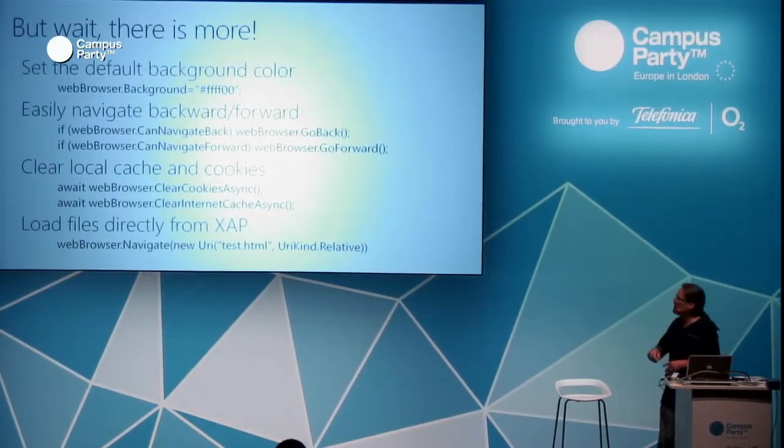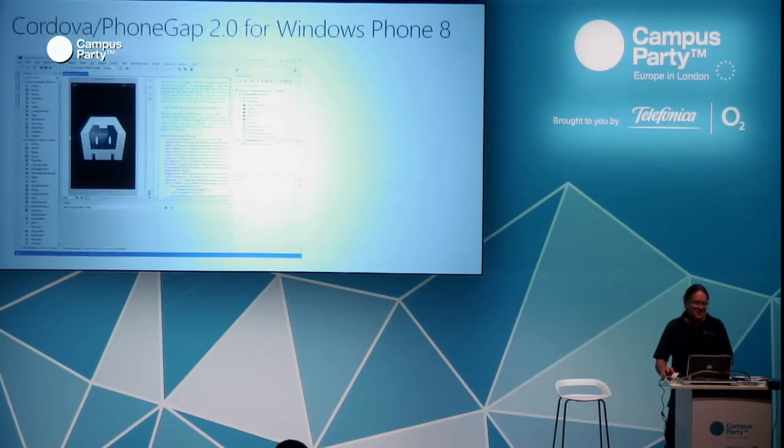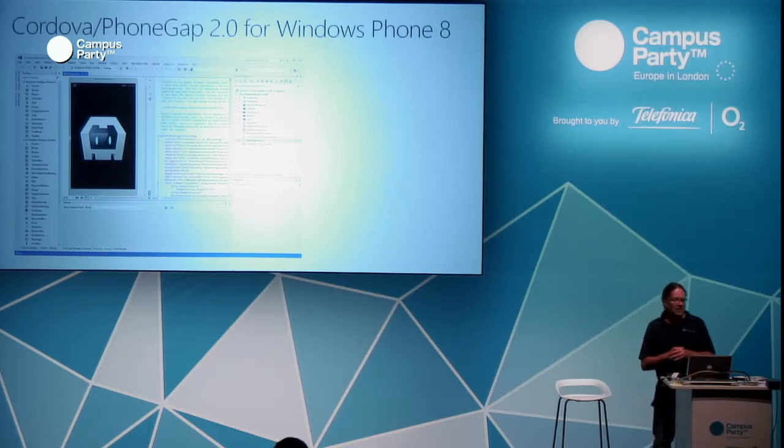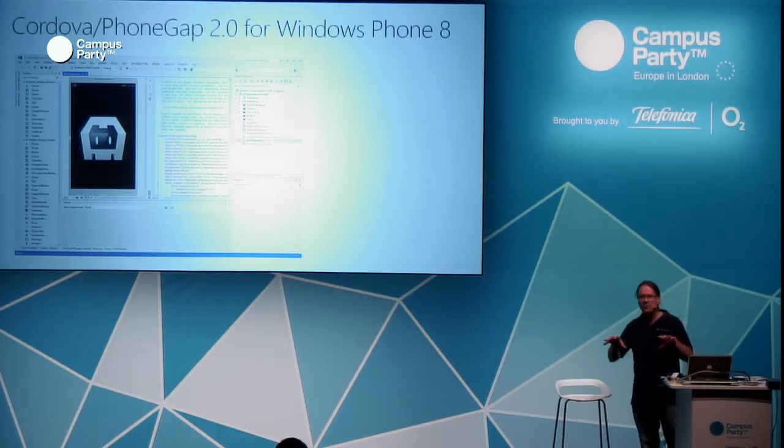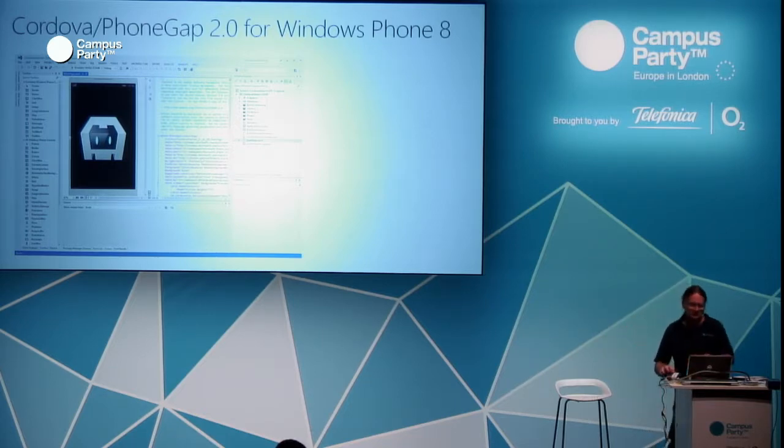And all the other stuff you might expect to do. So good navigation support, loading files directly from the Zap. Zap is our package we use for shipping content around, setting background color and that sort of thing. And in addition to that support, we've got PhoneGap support as well, which is a nice framework for creating apps that run cross-platform, which is another HTML5-based solution.